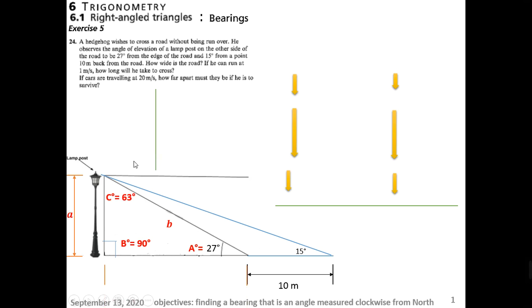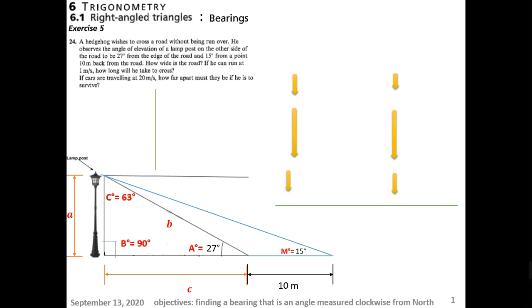This angle here is C, which is 63. How did I figure out the 63? We added the 27 and the 90, and we subtracted the sum from 180 because angles in a triangle add up to 180. So, the opposite side to angle C is C small, which is unknown, right?